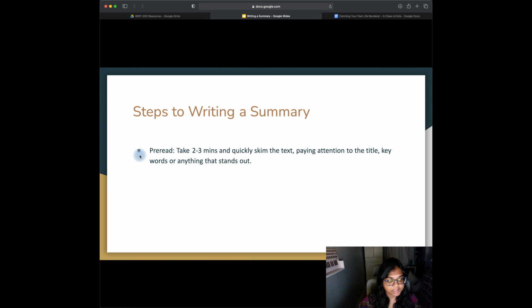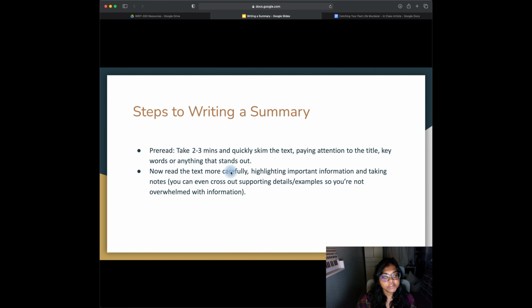The very first step is you want to pre-read. So take 2 to 3 minutes and just very quickly skim the text, paying attention to things like the title of the article and keywords or anything that stands out at you, so you can start making predictions about the text. So when you actually get into reading it in more depth, you're going to be more active because you're seeing if your predictions actually panned out or if the text took a different turn, etc. So pre-reading will help to prepare you to be more engaged with the text when you're reading it more carefully.